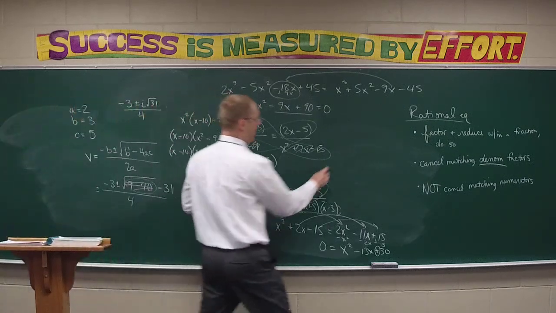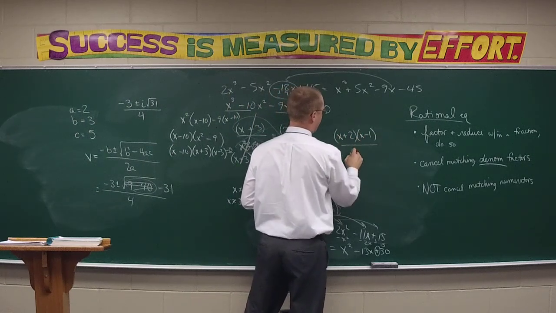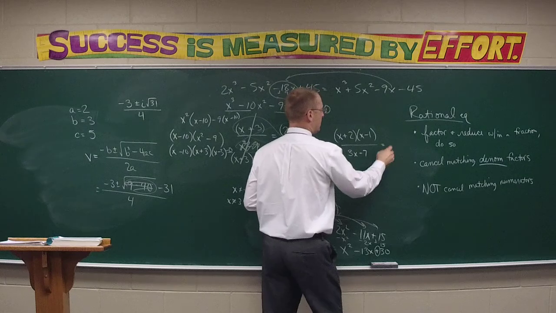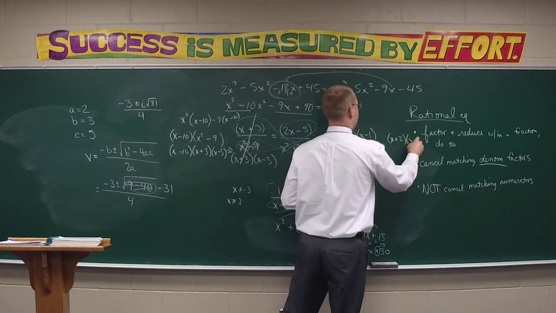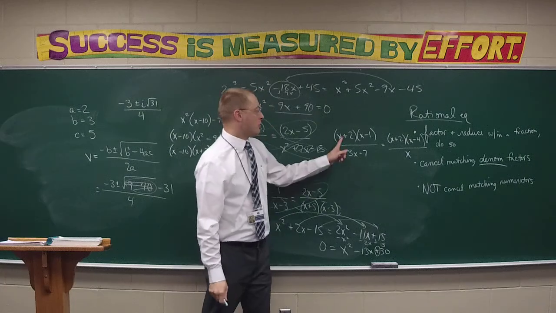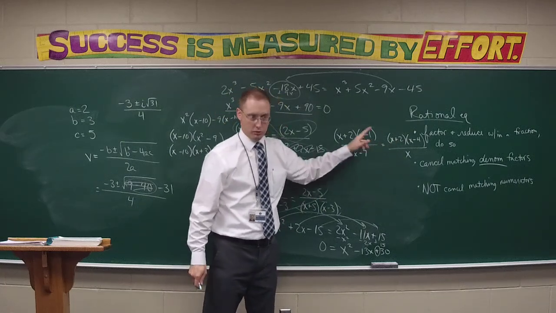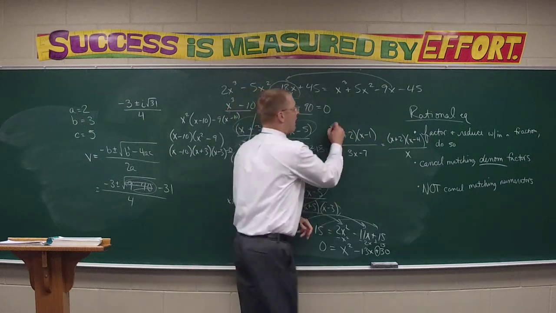Like for instance, if I had an x plus 2 over times x minus 1 over 3x negative 7 equals x plus 2 x negative 4 over x. See how the x plus 2's match? But they're numerators. Don't you dare cancel those. Does that make sense?